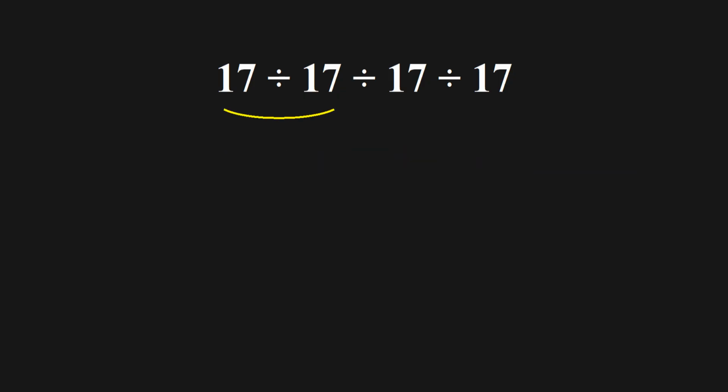17 divided by 17, which equals 1, and 17 divided by 17 equals 1. Now we have this problem: 1 divided by 1, which equals 1. But this answer is not correct because according to the order of operations, we must do this division, then this division, and at last this division.